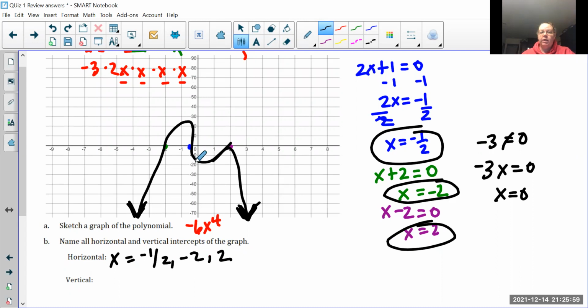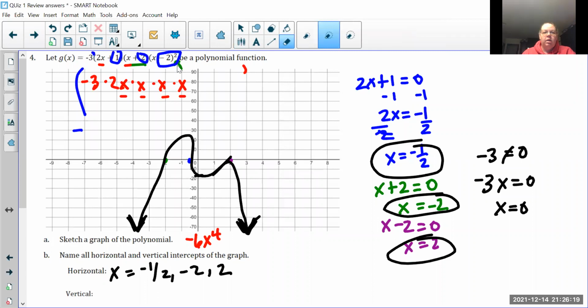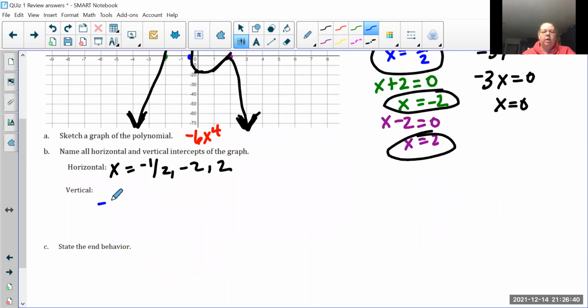And then the vertical is where it crosses here. We should look at the constant up here. To find the constant, we're going to multiply -3 times 1 times 2, and then times -2 squared. Oh, wait, sorry, I said -3. -3 times 1 times 2 times -2, and then it's squared, so times -2 again. -3 times 1 is -3, -3 times 2 is -6, -6 times -2 is +12, +12 times -2 is -24. So this would be -24.